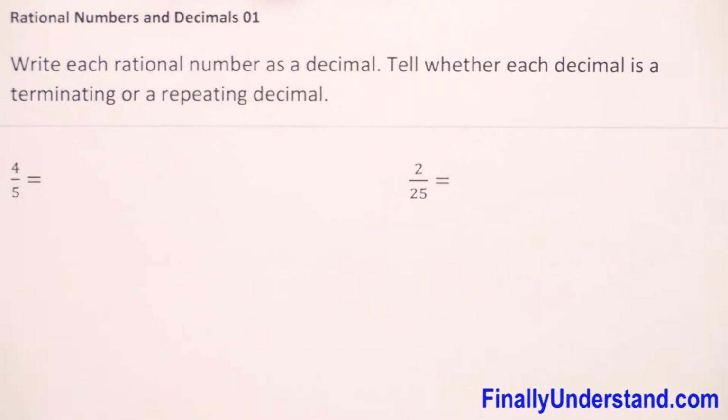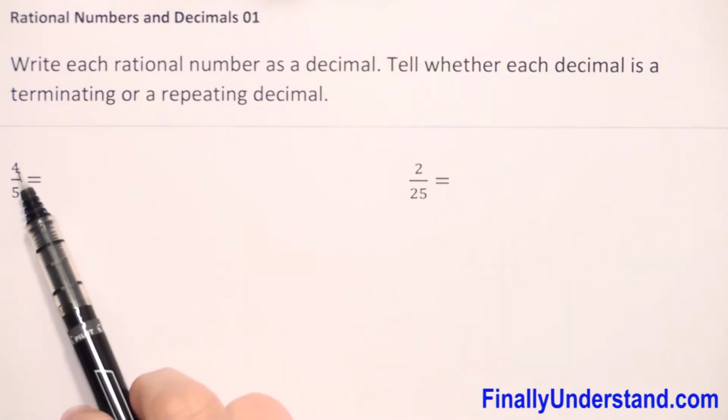Write each rational number as decimal. Tell whether each decimal is a terminating or repeating decimal. We have two rational numbers, rational because they are written as the ratio of two integers.